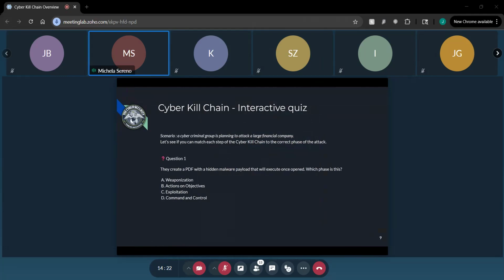Okay, so the scenario is a cyber criminal group which is planning to attack a large financial company. So if this cyber criminal group creates a PDF with a hidden malware payload that will execute once opened, which phase do you think it is?